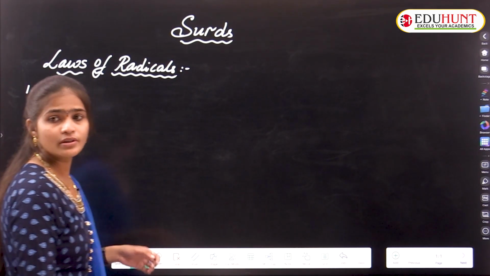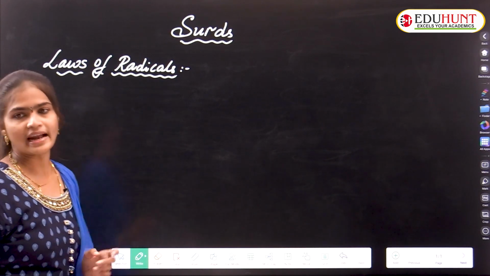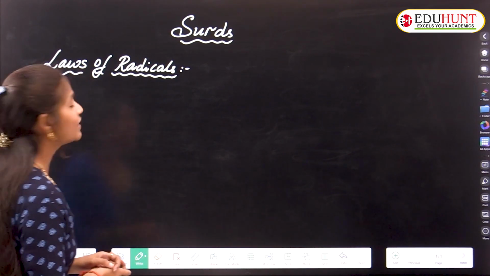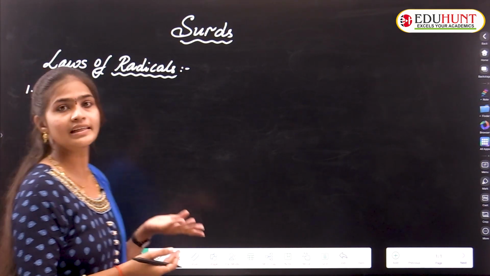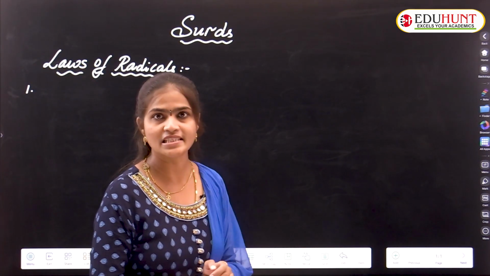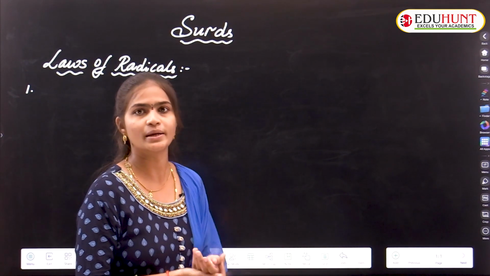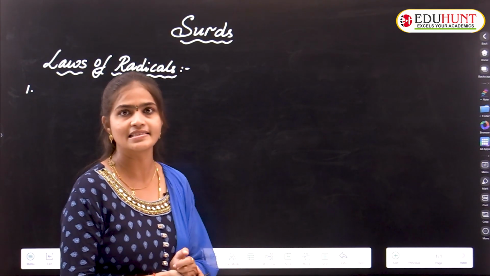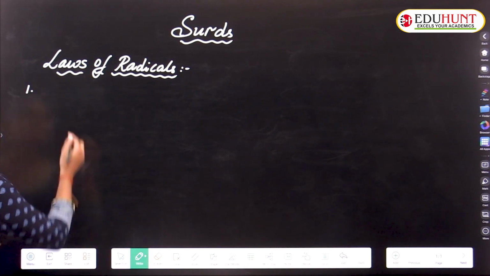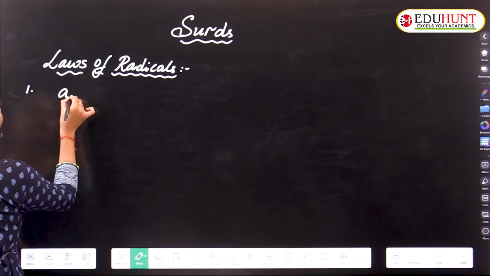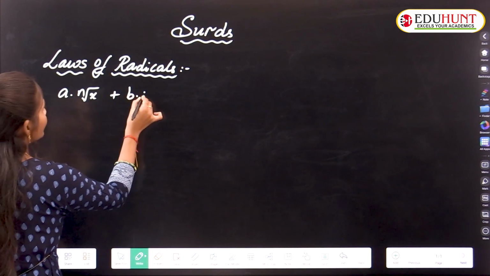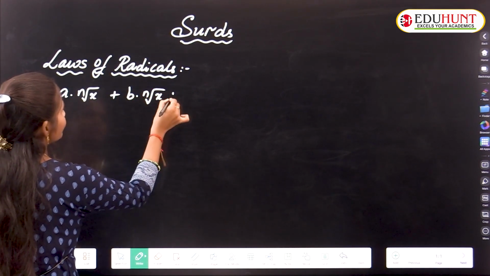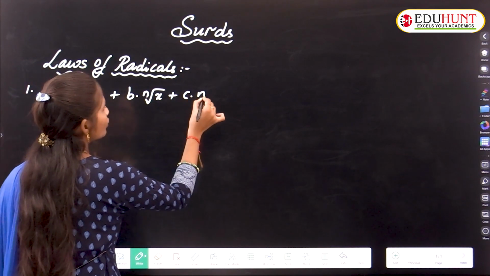So children, next we need to discuss the laws of radicals. Here we have some rules. I mean, generally we have 4 fundamental operations, right? So how do we use those 4 fundamental operations on surds? Okay, we will see here. The first one is a into nth root of x plus b into nth root of x plus c into nth root of x.